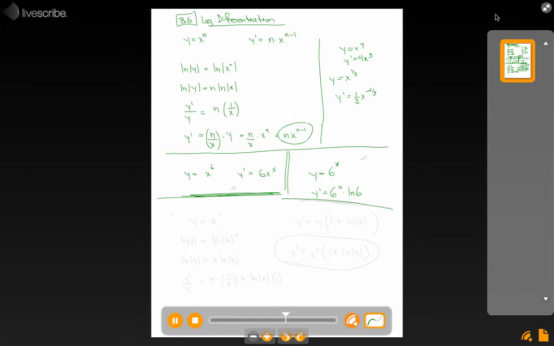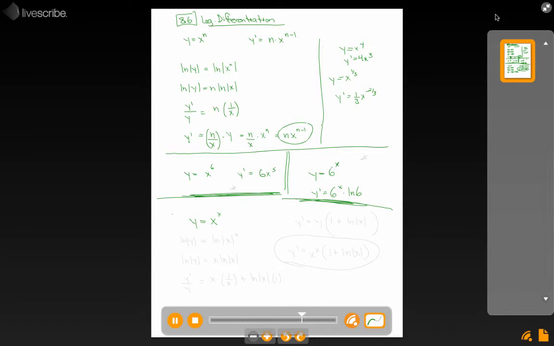What we'll be able to do is, as we go on with these, if you run into an unusual situation where you've got a variable in both places, you can actually use log differentiation to do that. So say, for example, I had y equals x to the x. It doesn't fit into this category where the base is a variable and the exponent is a number. And it doesn't fit into this second category where the base is a number and the variable is an exponent. It's a bit of both. It's got a base that's a variable and an exponent that's variable.